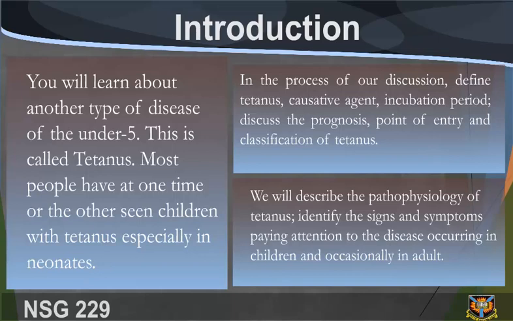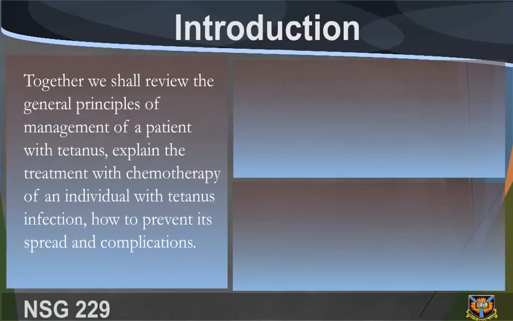In the process of our discussion, we will define tetanus, its causative agent, incubation period, discuss the prognosis, points of entry and classification of tetanus. We will describe the pathophysiology of tetanus, identify the signs and symptoms, paying attention to the disease occurring in children and occasionally in adults. Together, we shall review the general principles of management of a patient with tetanus, explain the treatment with chemotherapy of an individual with tetanus infection, how to prevent its spread, and complications.